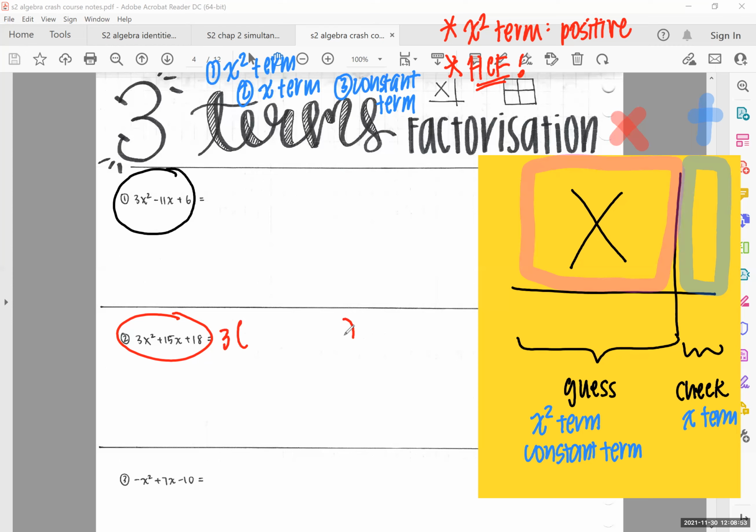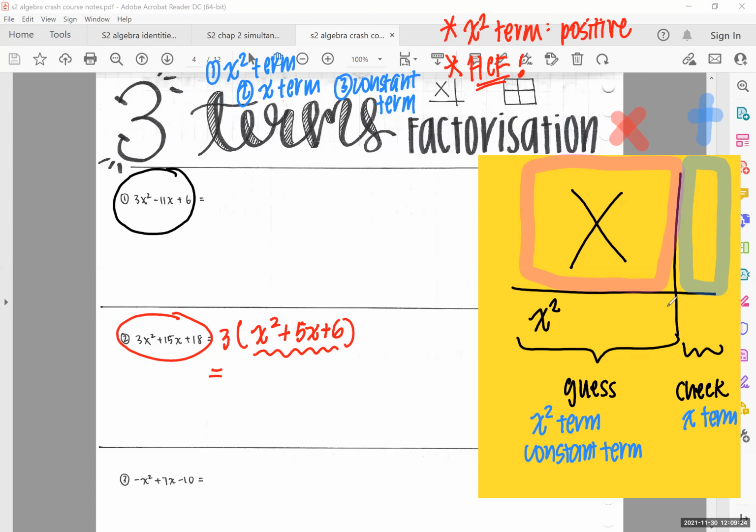So I take out the HCF. What am I left with? X squared plus 5x plus 6. Okay. So right now, can you see this one here? This is what we are going to do for the one in the box. Okay, so guys, take note of the position. What do I put in this zone here? X squared, that's it. In this zone, clear so far?